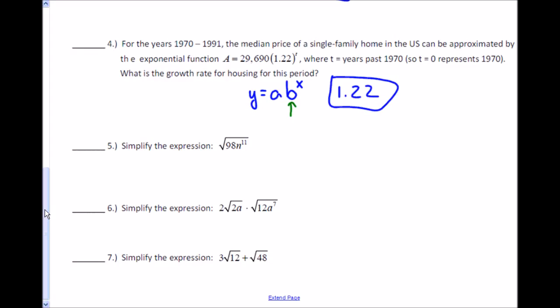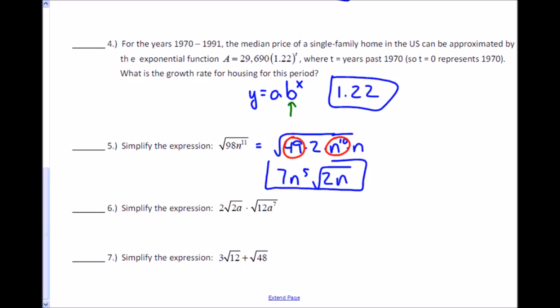Number 5, it says to simplify the expression. Remember, we're looking for perfect squares that divide evenly into this. So 98 I can break down into 49 times 2. N to the 11th, remember, for exponents, to be a perfect square, it just has to be an even exponent. An exponent is divisible by 2, so I'm going to break it into n to the 10th times n. And now I'm just going to take the square root. The square root of 49 is a 7. Goes to the outside as a changed number on the outside. The square root of n to the 10th is n to the 5th. It's a changed variable on the outside. And now underneath my radical, I've still got a 2 and an n left underneath there.